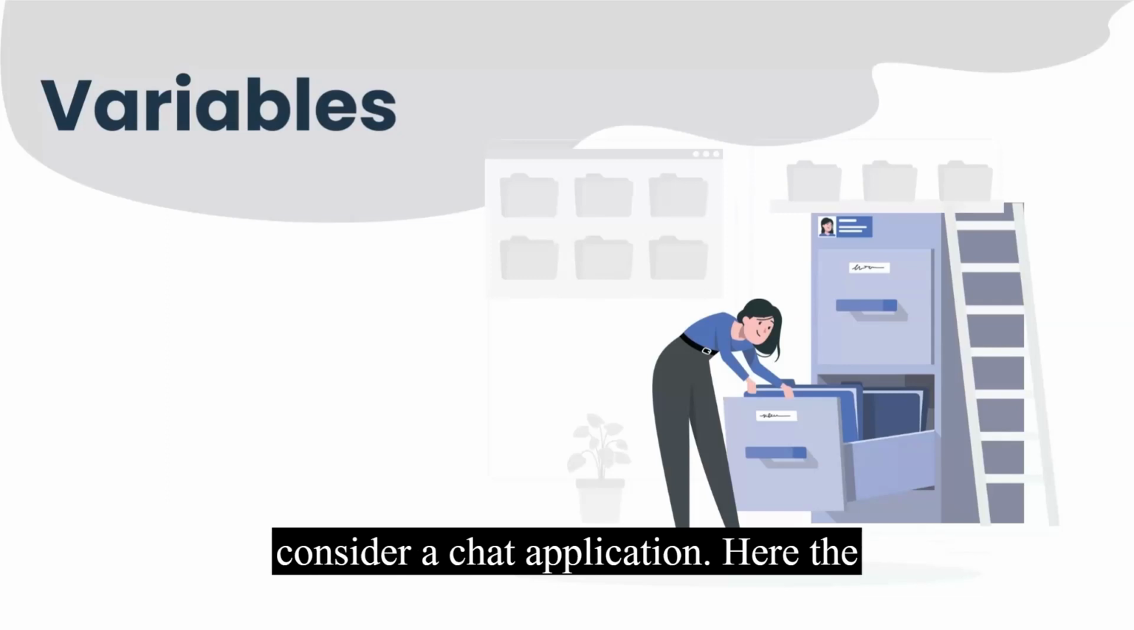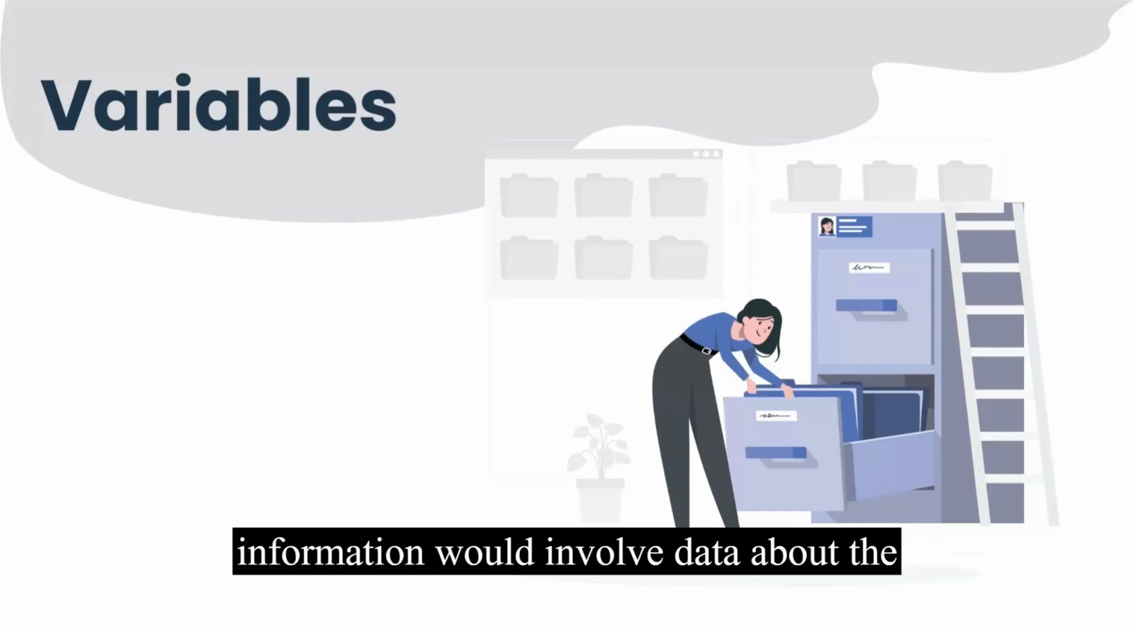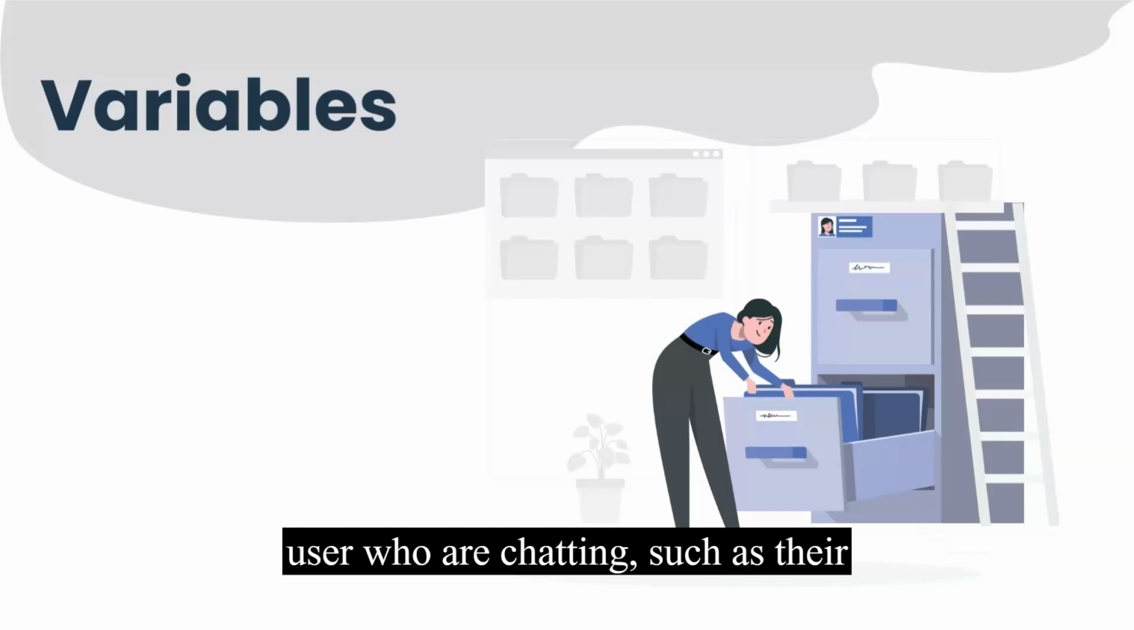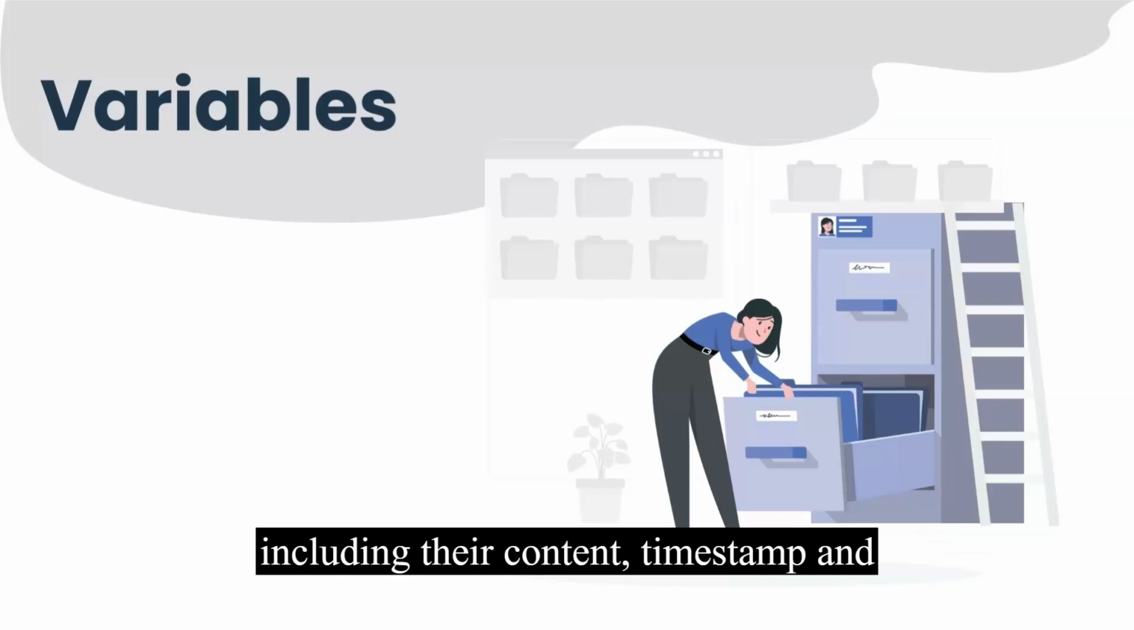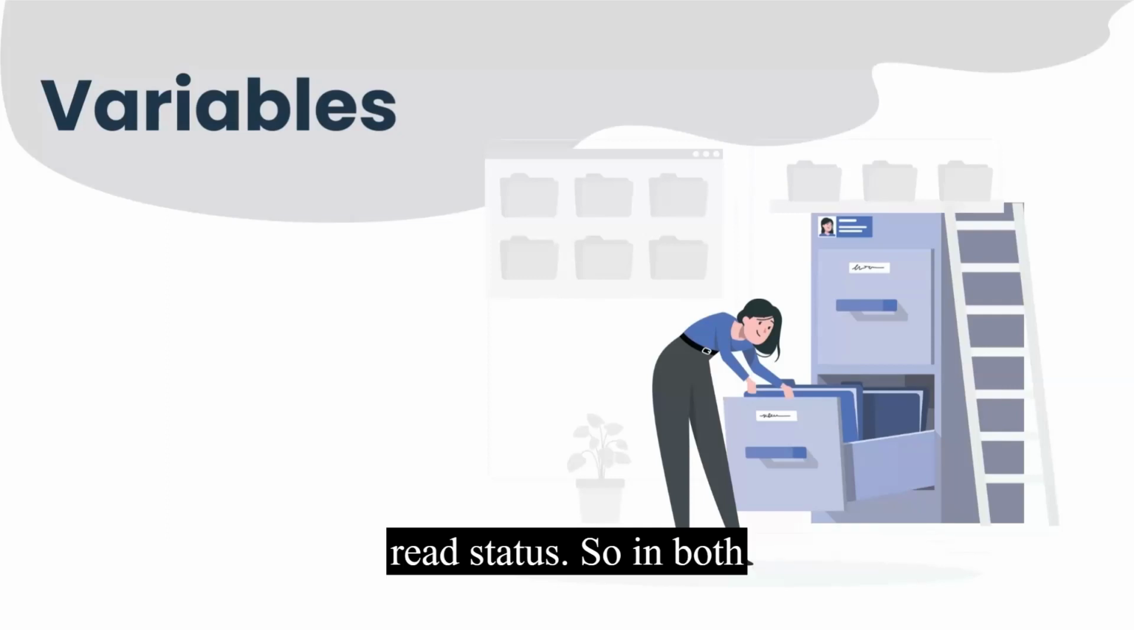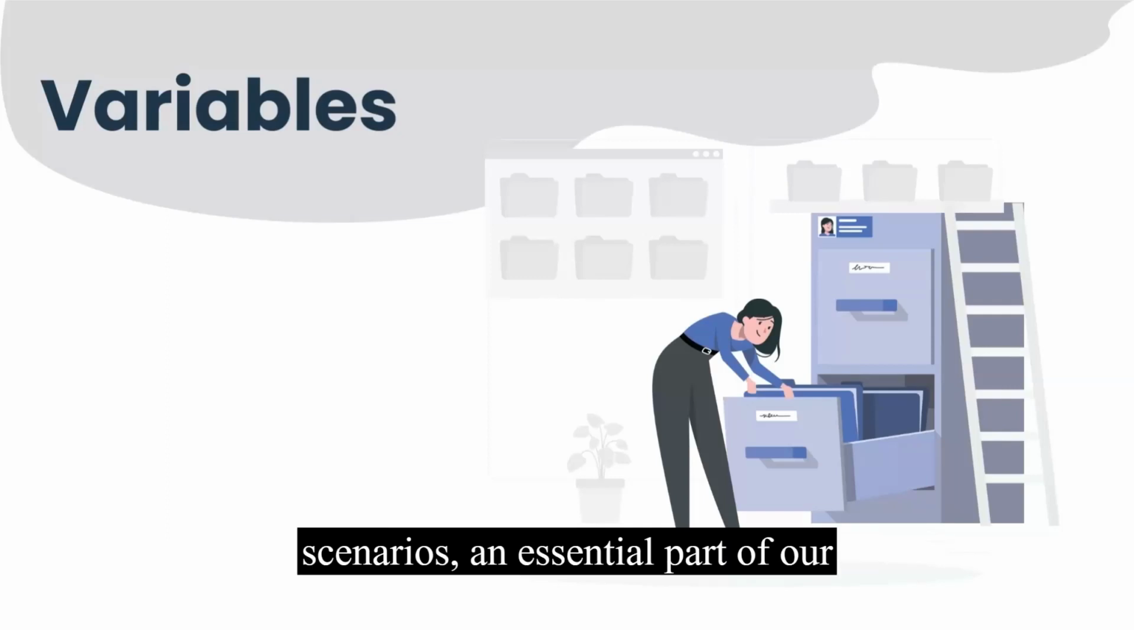Now let's consider a chat application. Here, the information would involve data about the users who are chatting, such as their username, profile pictures, and status. Moreover, you will need to manage the messages being exchanged between users, including their content, timestamp, and read status. So, in both scenarios, an essential part of our JavaScript application is handling and working with various types of information.